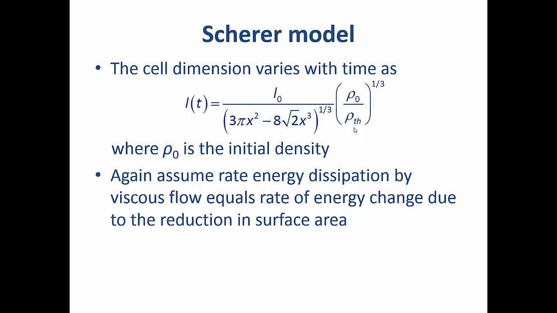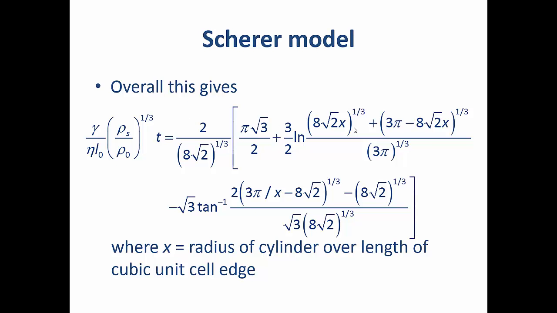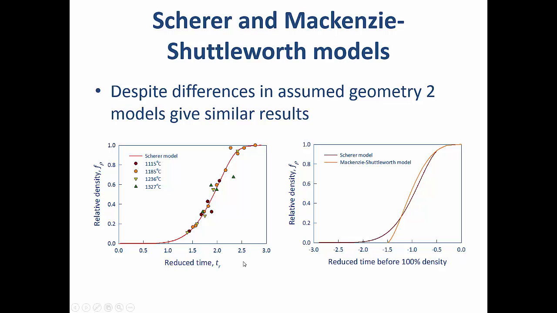In common with the Frenkel model, it's assumed that the rate of energy dissipation by viscous flow will equal the rate of energy change due to the reduction in surface area, and working through that gives this overall expression for the time. And actually, despite the differences in the assumed geometry, the Mackenzie-Shuttleworth model and the Shearer model give similar results when they're plotted on the same scale.